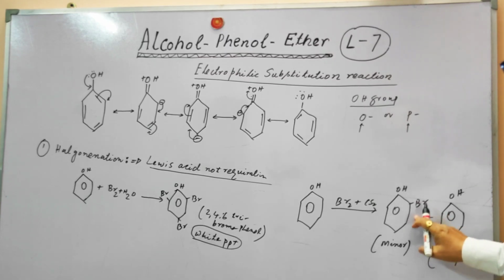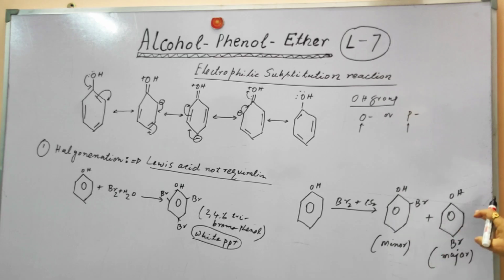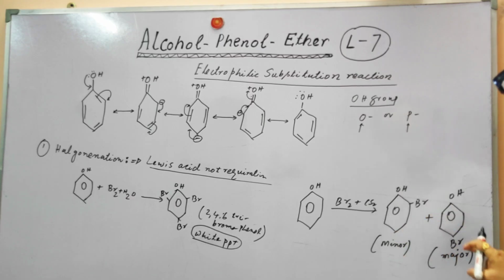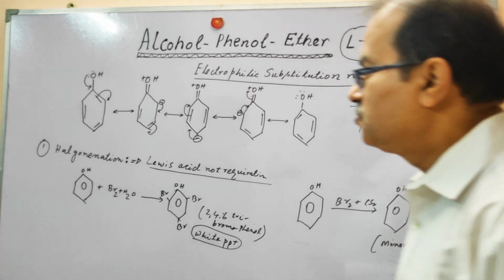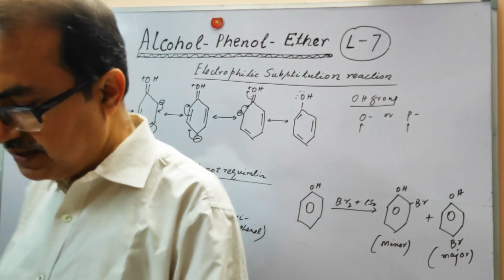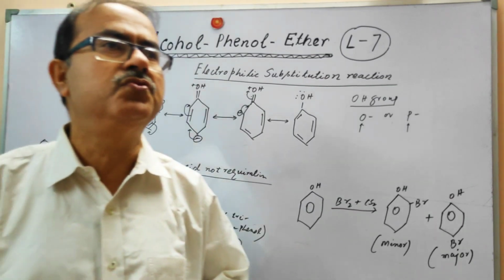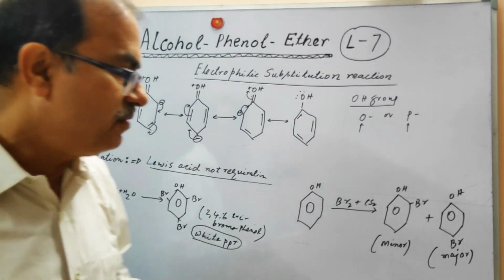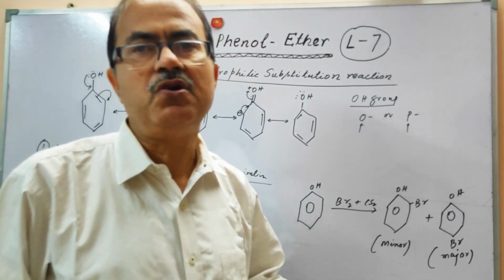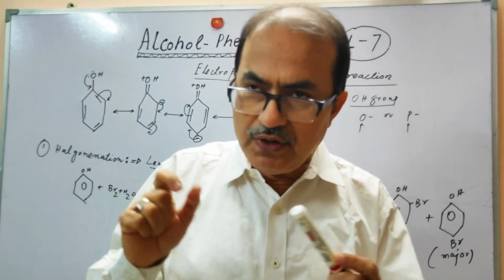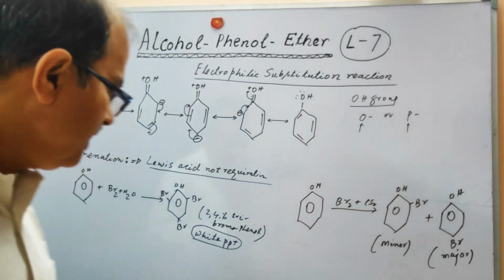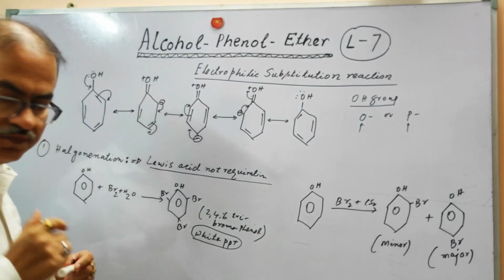Or we can say this is 2-bromophenol, or this is also 4-bromophenol. Otherwise, another name is orthobromophenol and parabromophenol. So this is the halogenation reaction, and in the halogenation reaction we do not require any Lewis acid because of the very high reactiveness of the OH group, and it will easily polarize the halogen. Okay, so this is the first reaction.